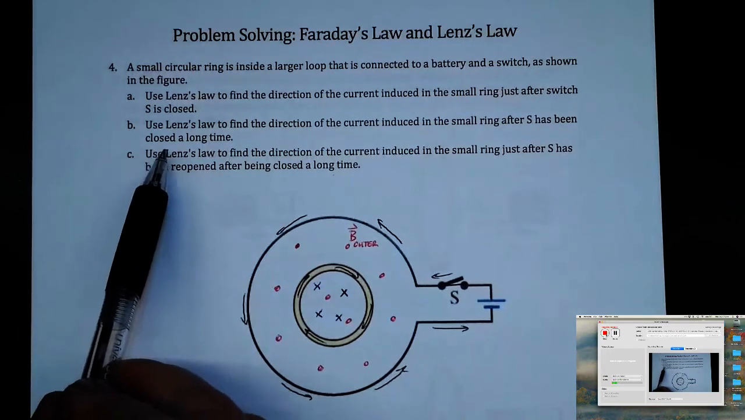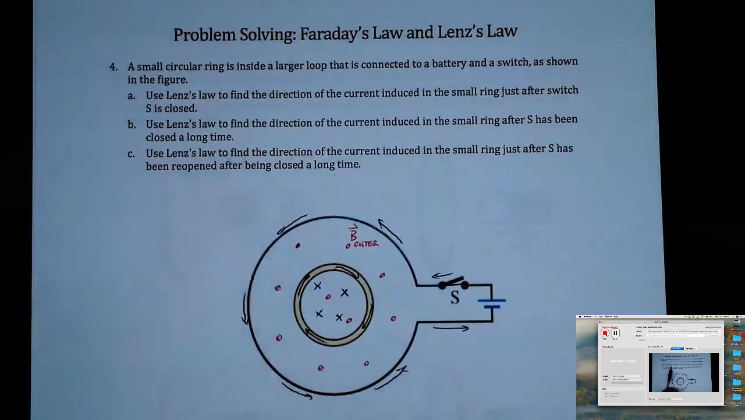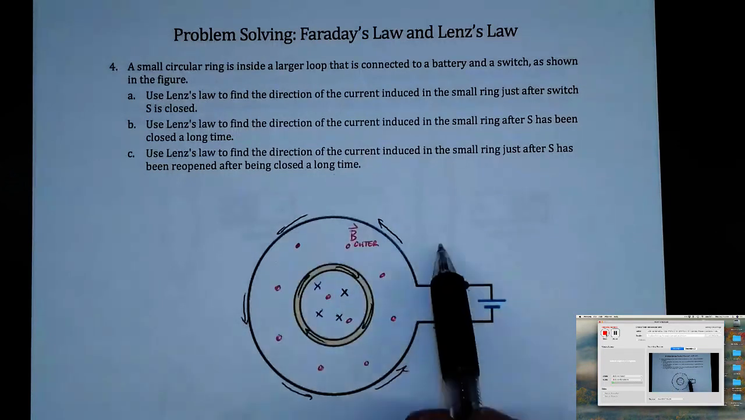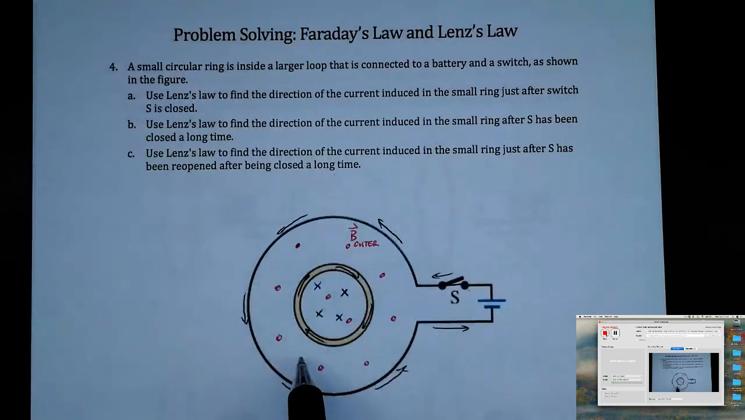Part B says use Lenz's law to find the direction of the current induced in the small ring after S has been closed a long time. Well, after S has been closed a long time, the current flow around this loop is going to be steady, which means the magnetic field produced here and sketched in red is going to be constant, and that means there's going to be no change in magnetic flux through this inner ring, and therefore you get no induced current. Again, you have to be changing something in order to induce a current in this pickup ring here.